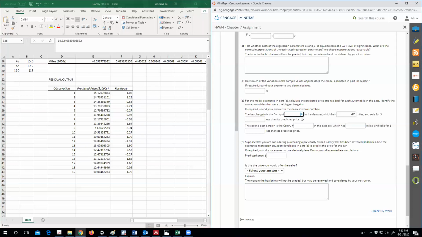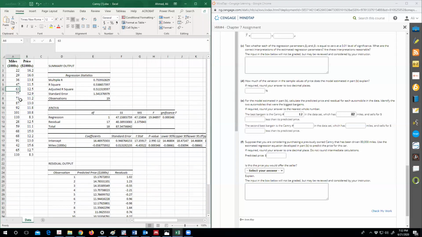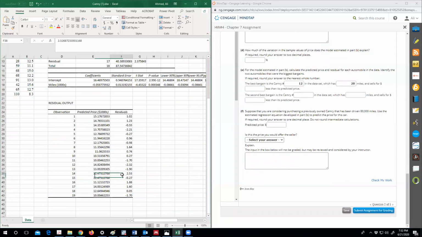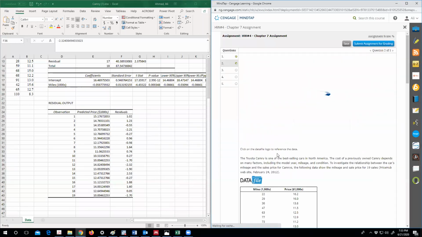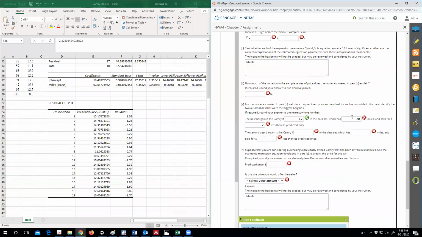It has a mileage of 28, and it's less than its predicted price. So how much less? 2. Let me check this, because I'm also not sure how they are taking it as a bargain. All right, so this is correct, but this has been marked incorrect.